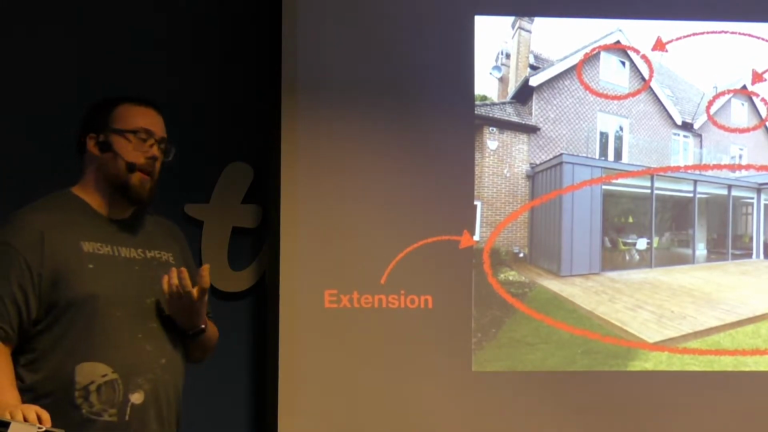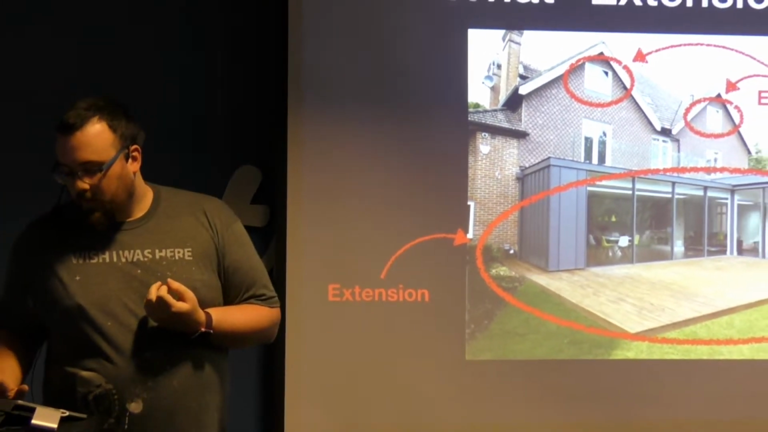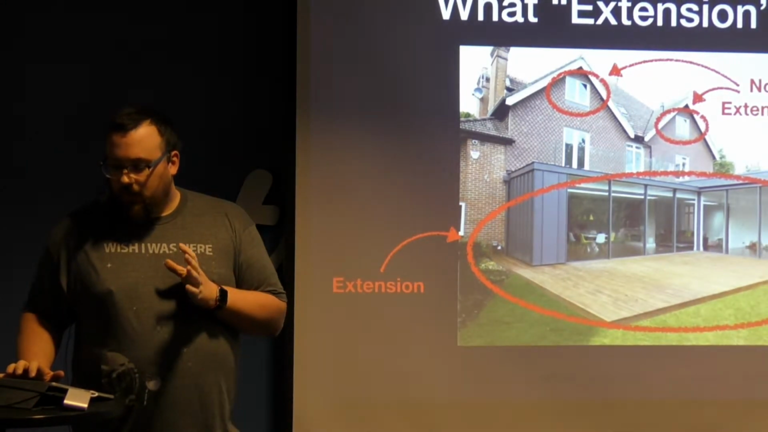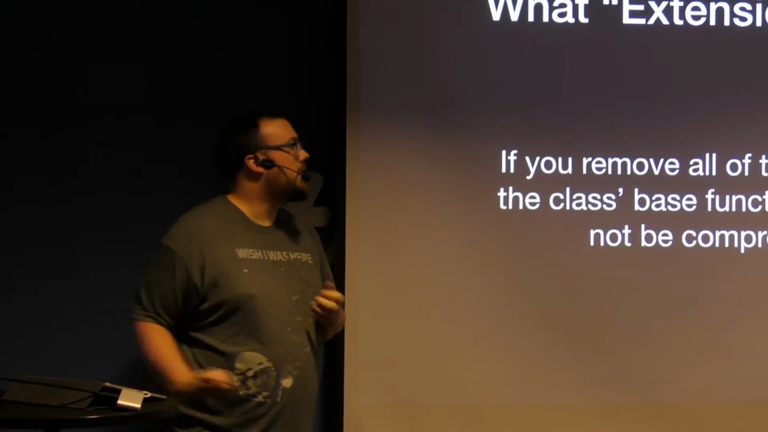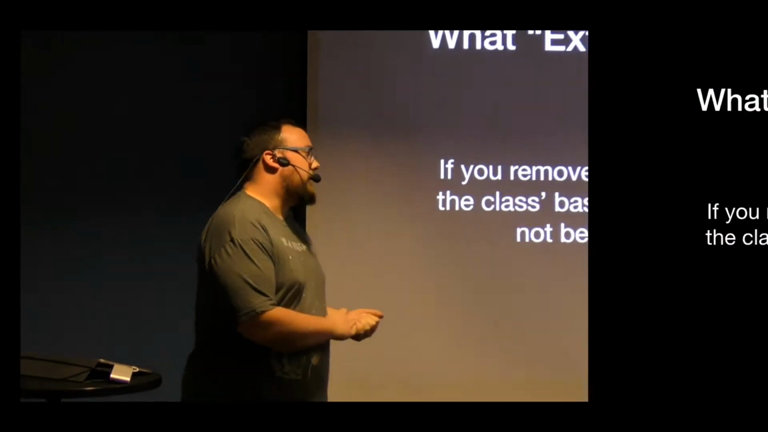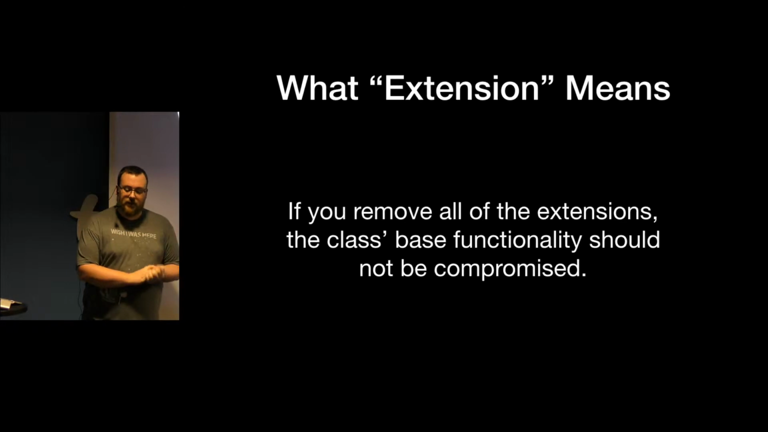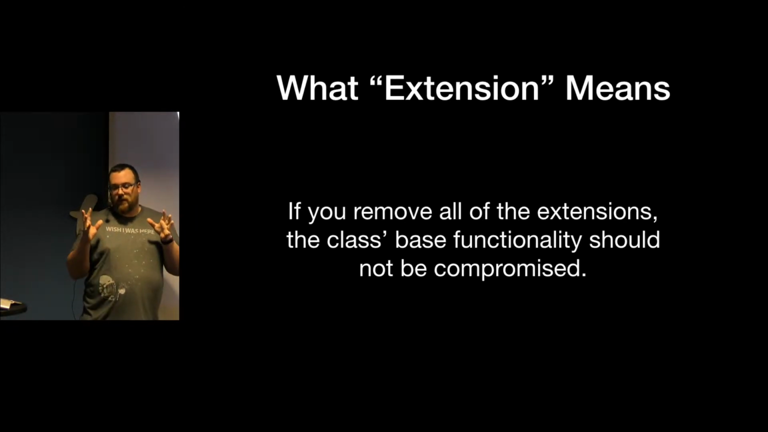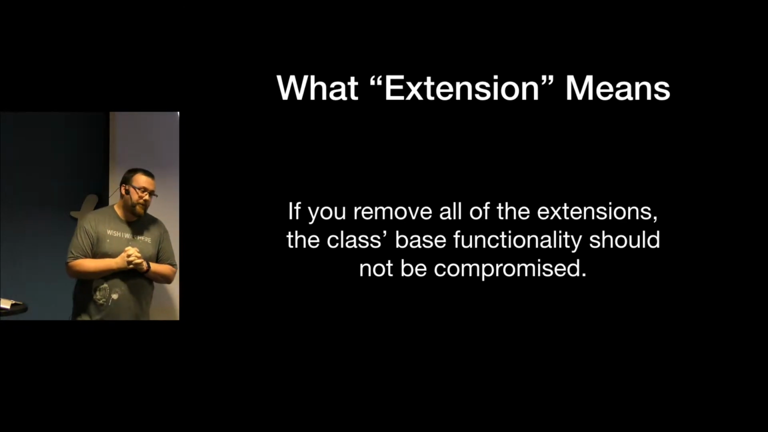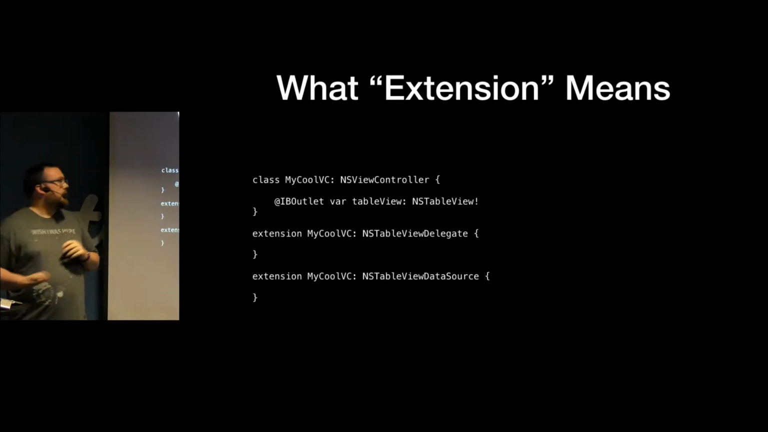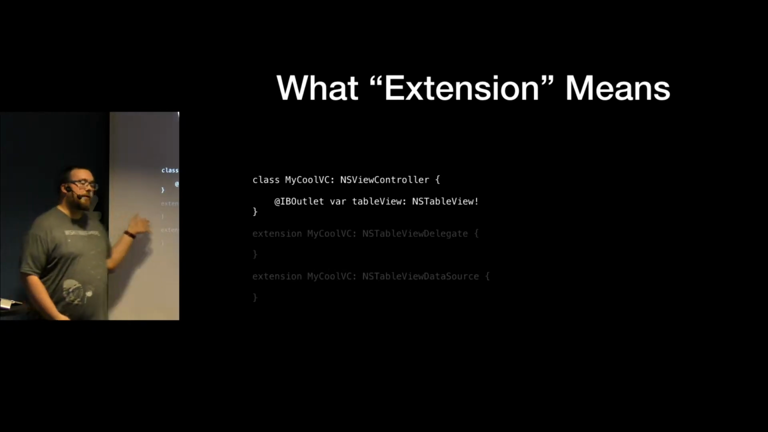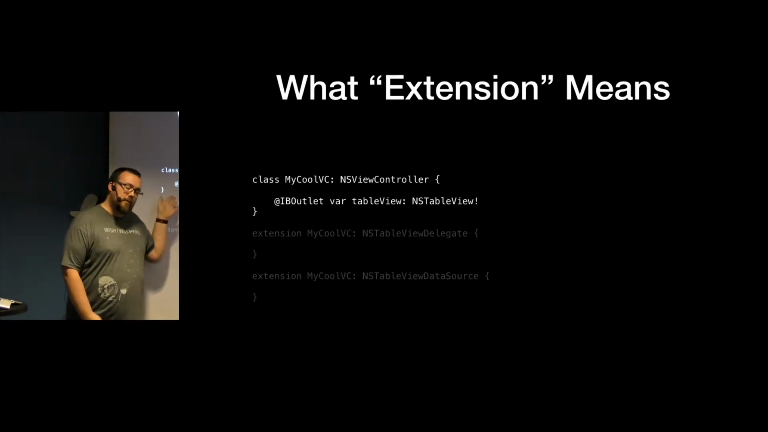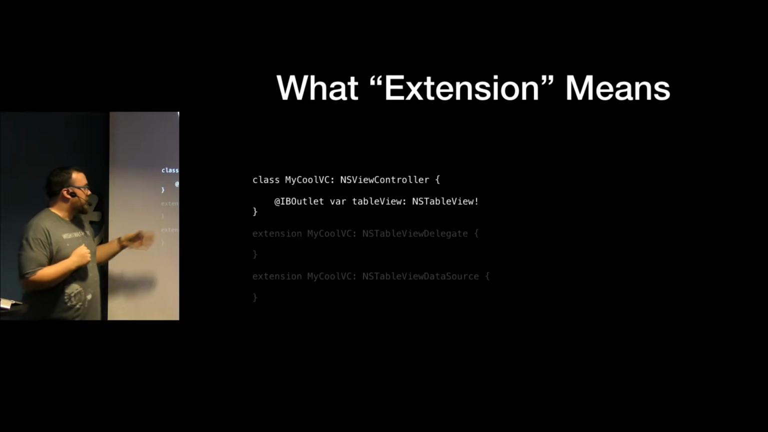To flip it around and put it back to code, if you think about the word extension and what it means and how they tend to be used, if you remove all of the extensions from a class, its base functionality should still be consistent and operational. So if you have a view controller that has a table view in it, and you took away the thing that implements the table views, this is no longer a table view controller. This is just a view controller that somebody else added table view functionality to.